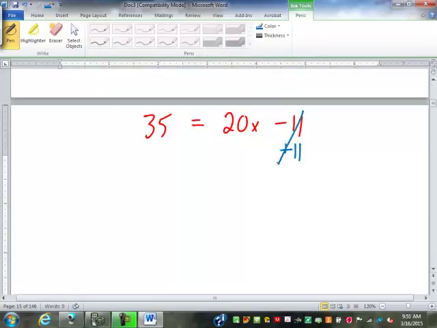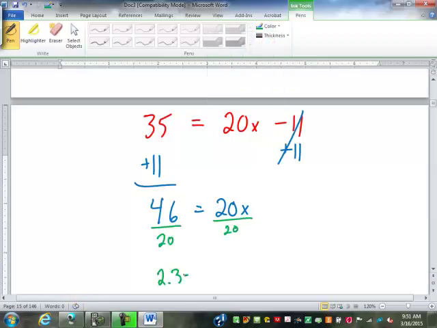It's a minus 11, so we're going to add 11 to get rid of it. Or you could subtract a negative 11, which is the same as adding 11. Yeah, that's what I was going to do. 35 plus 11 is 46 equals 20x. And then, so 2.3 equals x. Or 2 and 3/10 equals x if you want to leave it as a fraction.